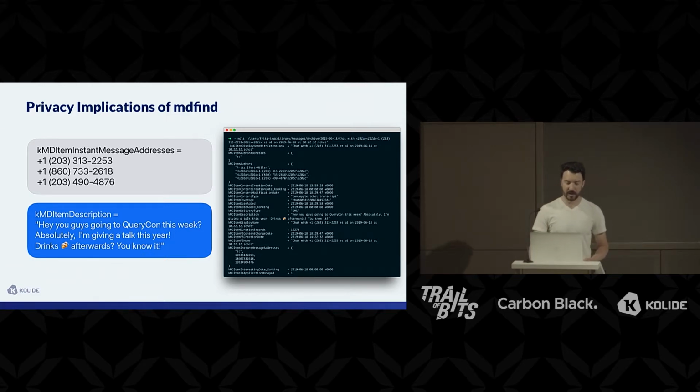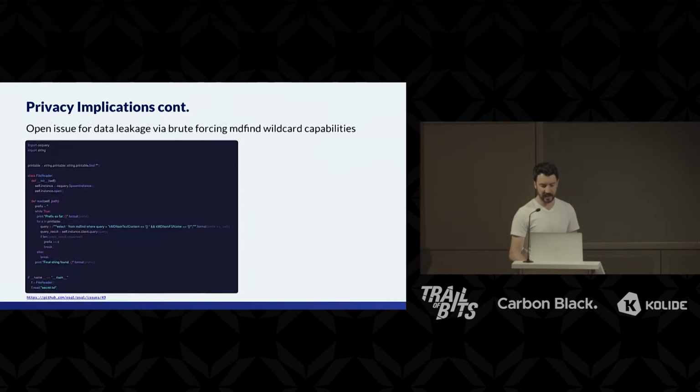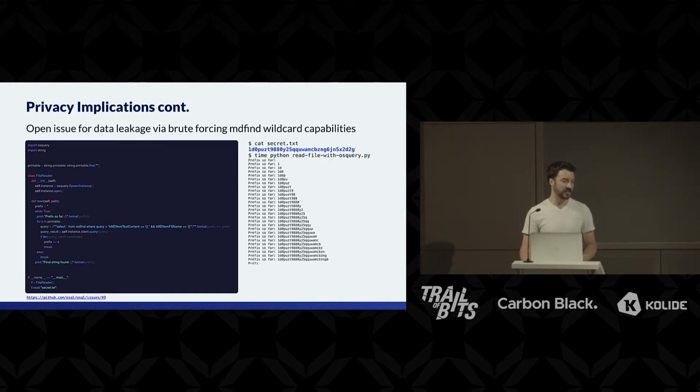And there's actually an open issue in the osquery repository at the moment, opened by, I'm going to say this wrong, Robbie Ostrowski, I think, who discovered that there's a data leakage potential for the mdfind table, wherein he wrote a Python script where he was able to abuse the wildcard functionality of mdfind in order to enumerate the contents of the file. So that's not so hot. Not a great look for mdfind.